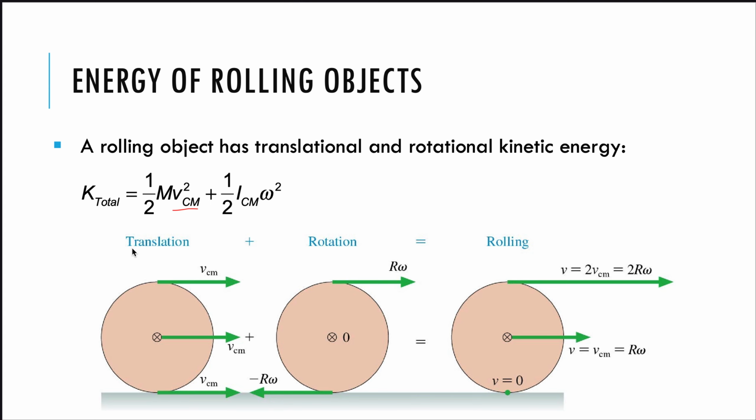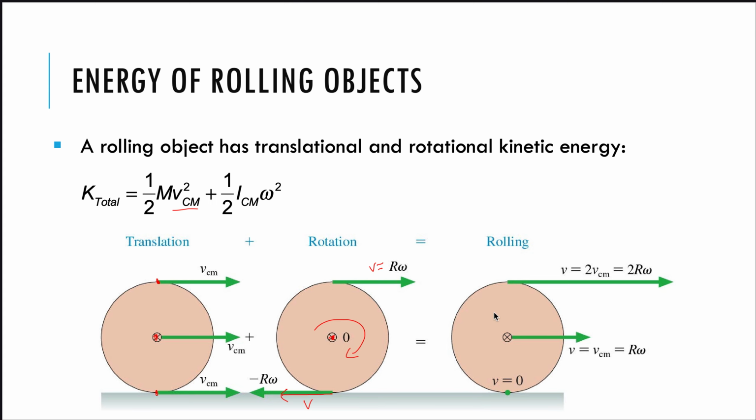We consider the translational motion on the left here, and we can see that a point at the bottom, middle, or top, they're all moving with that linear speed, the velocity of the center of mass. Then we can consider the rotational motion. A point at the bottom is moving with a speed v equal to r omega, and it's negative because it's going to the left. A spot in the middle is not moving at all, because it's rotating about this axis. And a spot at the top has a speed v equals r omega.